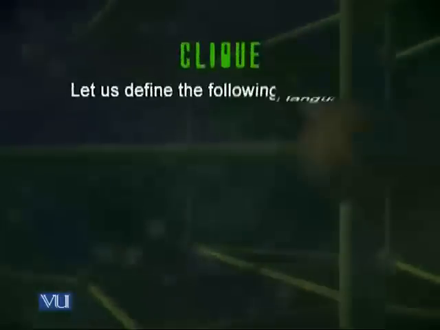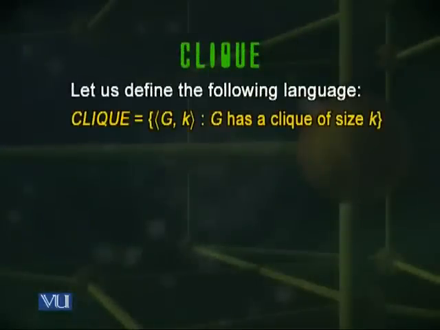Now once we have defined the notion of a clique in a graph, we can go ahead and define our computational problem. So let us define the following language, which we will call CLIQUE, and it's going to consist of all encodings of G, K, where G is a graph which has a clique of size K. So as a language, what you do is you collect all pairs G, K, where G is a graph and K is an integer, and the graph G contains a clique of size K.